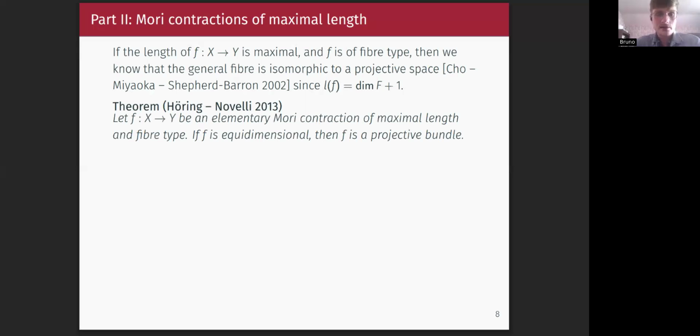And this theorem by Andreas Höring and Carla Novelli from 2013 tells us that, since I know that the general fiber is isomorphic to a projective space, I can try to degenerate this projective space and obtain something which resembles the projective space. The result they came up with is the following: if I have an elementary Mori contraction of maximal length and fiber type, which is equidimensional, then it is a projective bundle, meaning that all fibers are projective spaces of the same dimension. Okay, and it is locally trivial for the usual topology on the base. So if I take any point in Y, then I can find a Euclidean neighborhood of this point on which the preimage is isomorphic to a Cartesian product of this neighborhood times P^n.